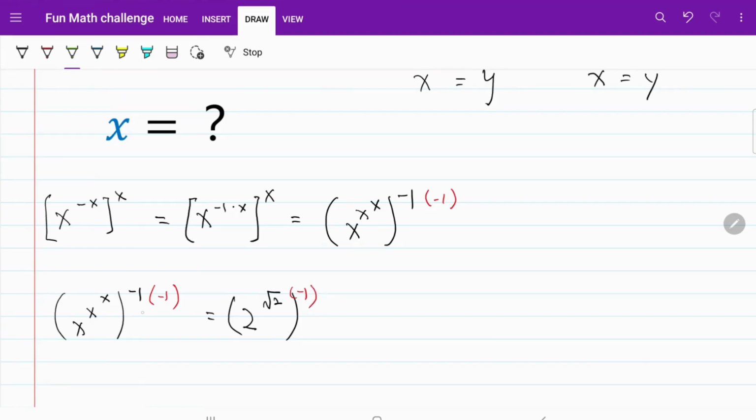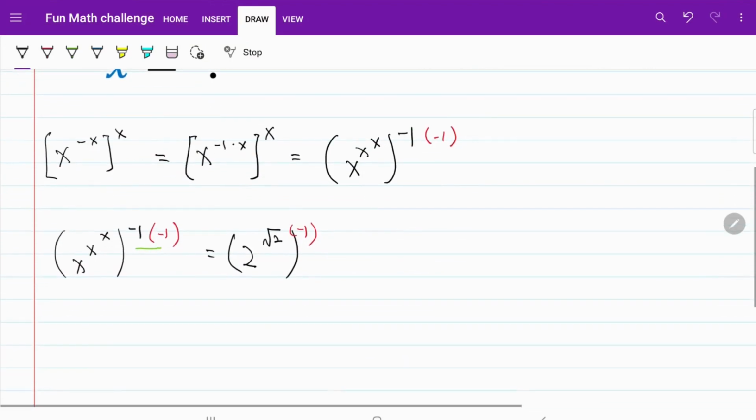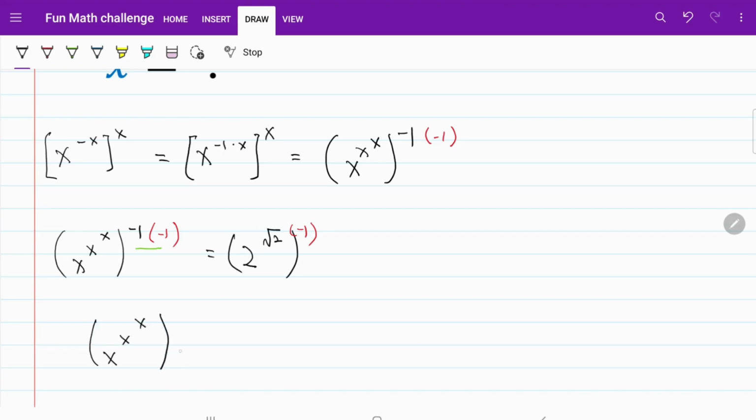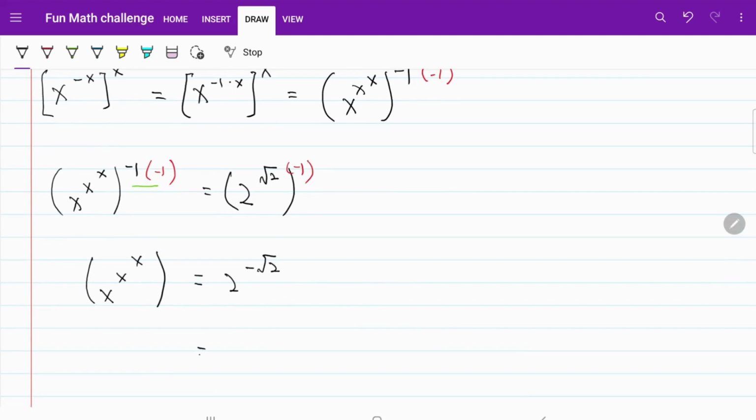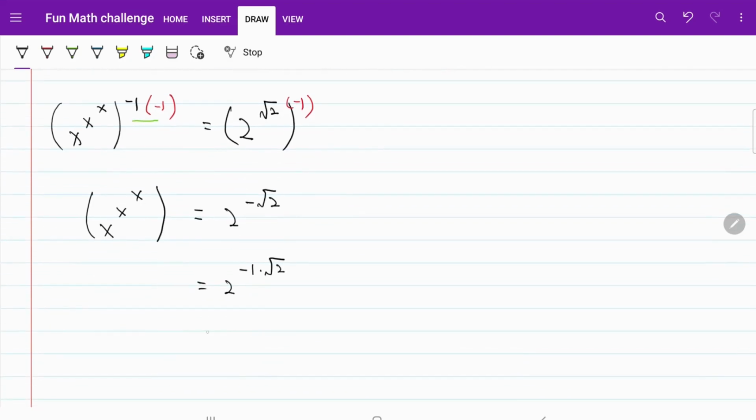From here, the negative 1s will cancel each other and become 1. So now the left hand side of the equation becomes x to the power of x to the power of x equal to 2 to the power of negative square root of 2. I'm going to write that as 2 to the power of negative 1 multiplied by square root of 2. And we know if I have 2 to the power of negative 1, I can write that as 1 over 2 to the power of square root of 2.